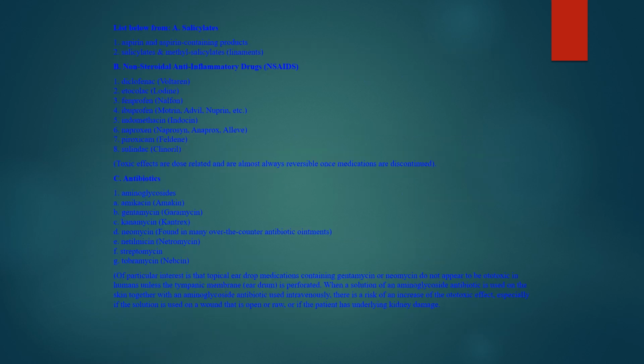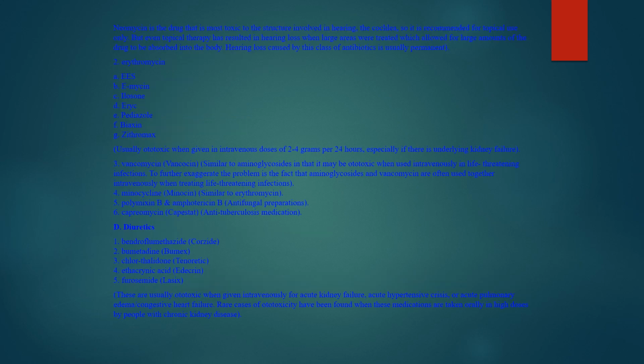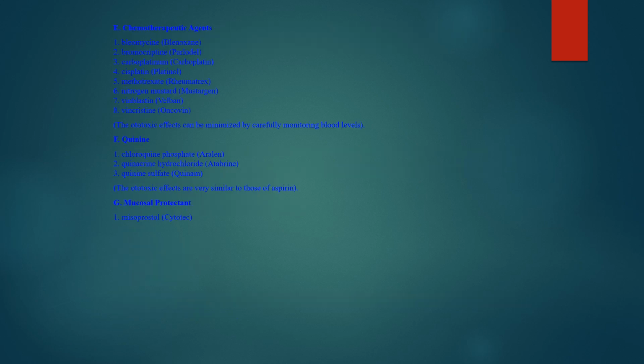So the list includes non-steroidal drugs and antibiotics, which include aminoglycosides: amikacin, gentamicin, kanamycin, netilmicin, streptomycin, tobramycin, and erythromycin. Diuretics such as bendroflumethiazide, bumetanide, chlorthalidone, ethacrynic acid, and furosemide. Chemotherapeutic agents like bleomycin, bromocriptine, carboplatin, cisplatin, methotrexate, vinblastine, and vincristine. Quinine drugs include chloroquine and quinine. Mucosal protectants like misoprostol can also cause hearing loss. So it's a common adverse effect of various drugs.